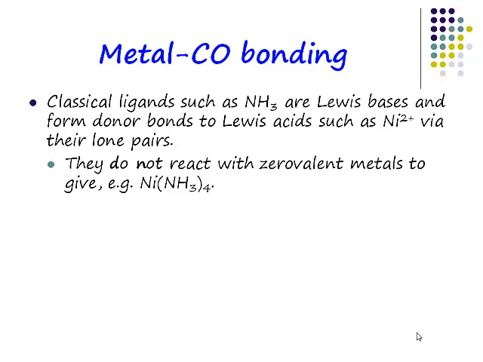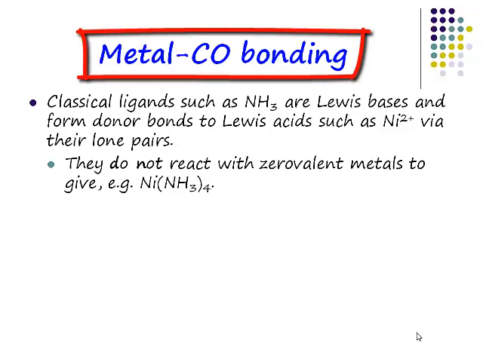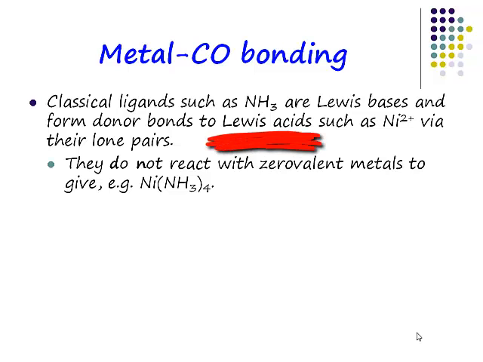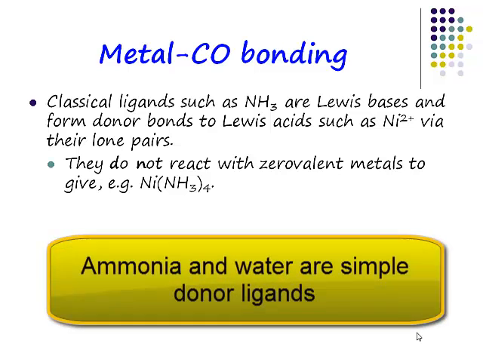Okay, so there's something interesting going on when we're dealing with metal carbonyl complexes, because you've done lots of chemistry on classic ligands like amine ligands and classic ligands like water ligands. And so amine ligands bind to Lewis acidic transition metal centers like nickel-2 ions. So there's a lot of chemistry of nickel-2, a lot of chemistry of iron-3. These are the kind of ions that form complexes with simple donor ligands like an ammonia ligand, like a water ligand. Okay?